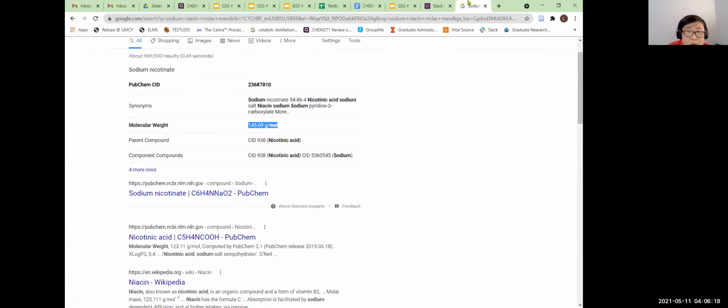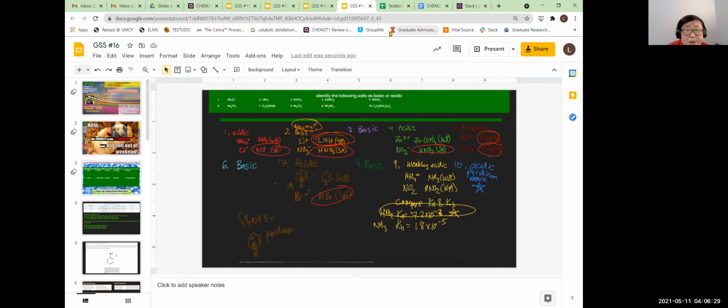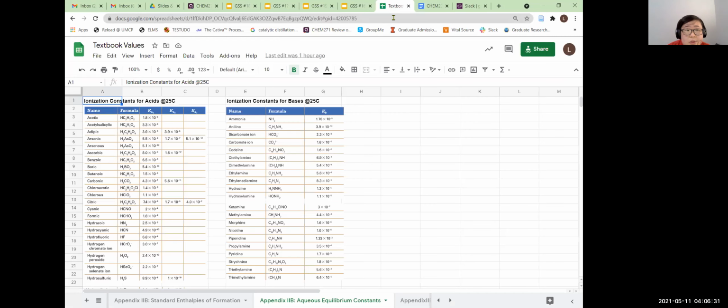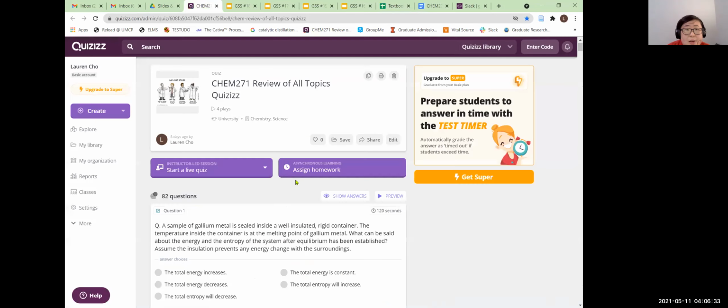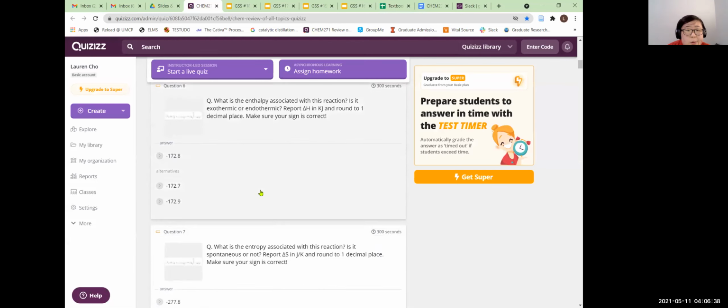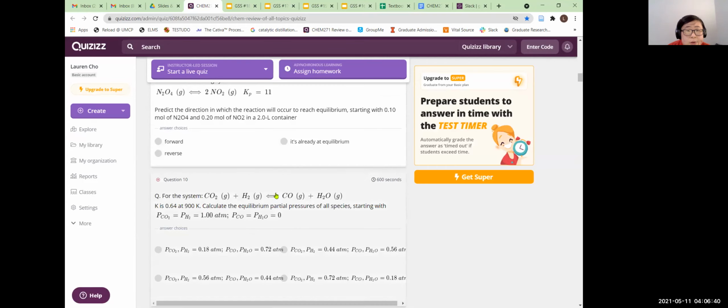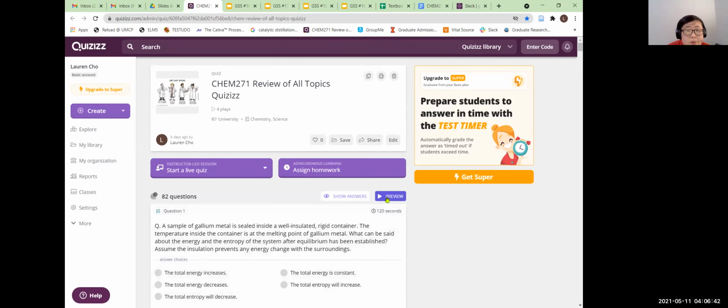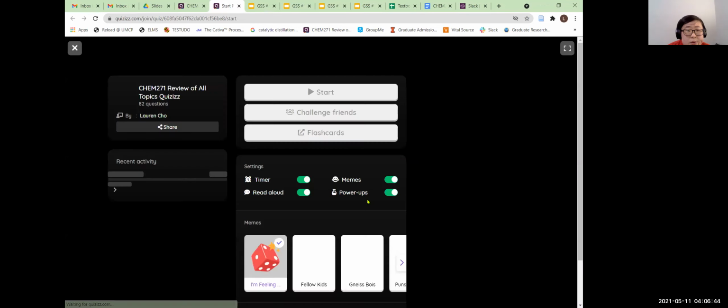So that's that. The electrochemistry part, hopefully you can also approach that level-minded, and there are textbook values here. And once again, there is a quiz here. It has 82 questions on it. So I hope this is really helpful. You can see here, you can click preview. When you click preview, you can click start, which will just allow you to play.